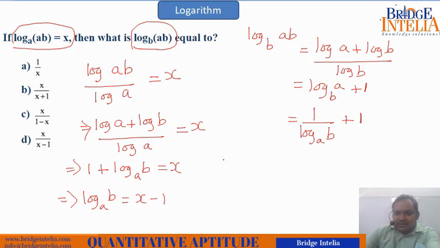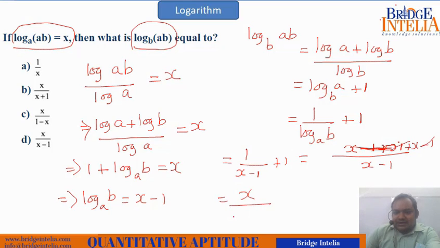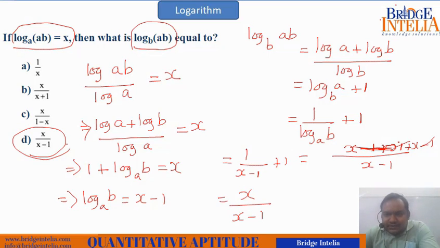So what we are supposed to find has the value of 1 by x minus 1 plus 1. Let's see what this comes out to be if you take x minus 1 as common. So x minus 1 plus 1 gives x, and this comes out to be x divided by x minus 1. So D is the answer. Now let's move further.